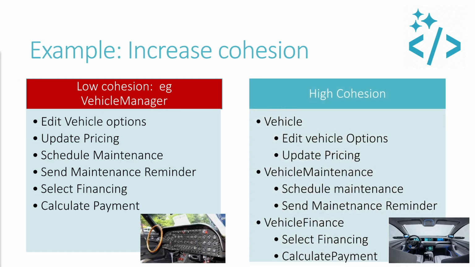We can create 3 different classes with high cohesion. For example, we have this vehicle which has these 2 functionalities, and we have the vehicle maintenance, which is doing some functionality, and we have the vehicle finance. So here we abstract away this functionality to 3 different classes, and this way the code which is related is separated, and it's much easier to maintain.